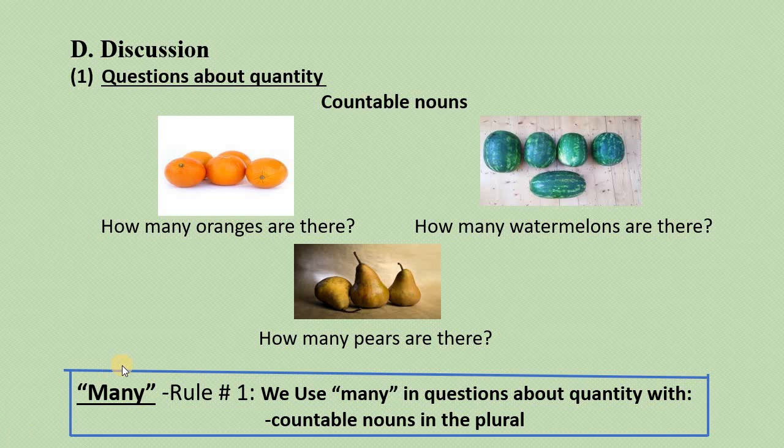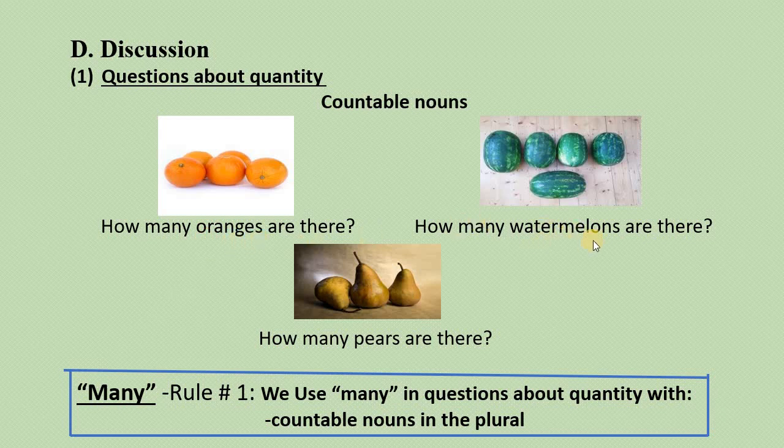I have here 3 questions, guys, about quantity. Number 1, how many oranges are there? How many watermelons are there? How many pears are there? So guys, the first thing I can say is that all of these nouns are countable nouns.